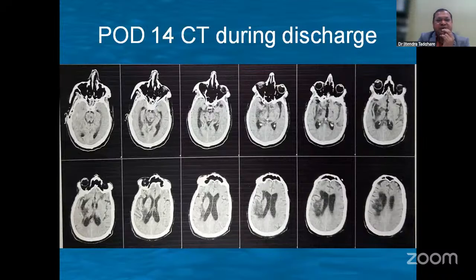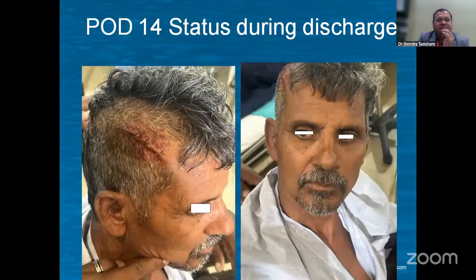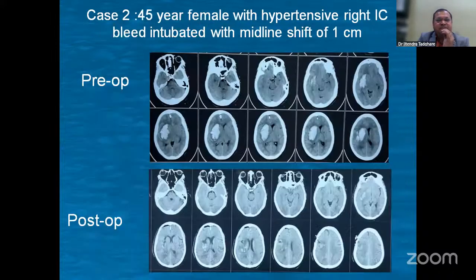Then during discharge, we repeated the CT scan. We can see the brain is lax, and the hematoma has resolved completely, whatever remained. The patient is discharged with a very small skin incision. Another patient: right side gangliocapsular bleed with 1 centimeter of midline shift.